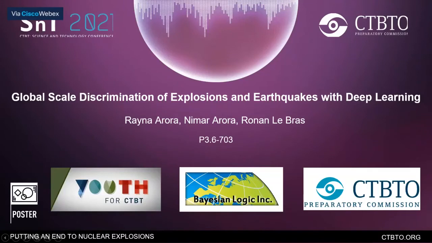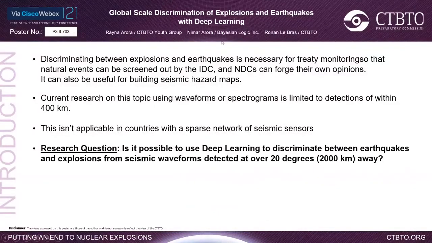Okay. So I'm going to be talking about discrimination between earthquakes and explosions at teleseismic distances using deep learning. This discrimination is necessary for treaty monitoring so that natural events can be screened out by the International Data Center and national data centers can forge their own opinions. It can also be useful for building accurate seismic hazard maps.